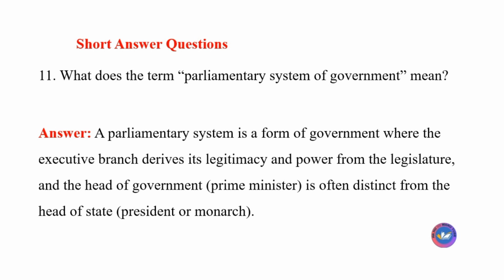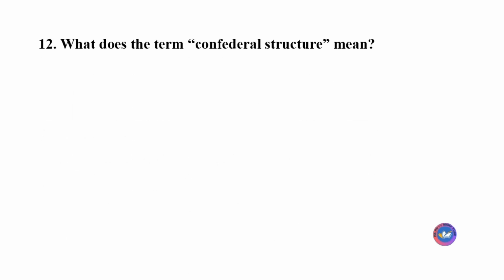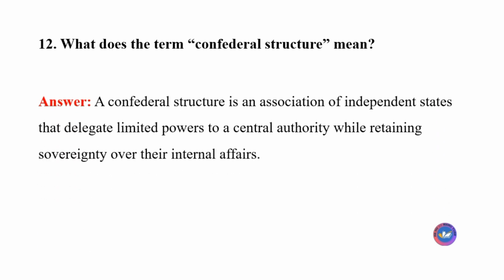Question number 12. What does the term confederal structure mean? A confederal structure is an association of independent states that delegate limited powers to a central authority while retaining sovereignty over their internal affairs.